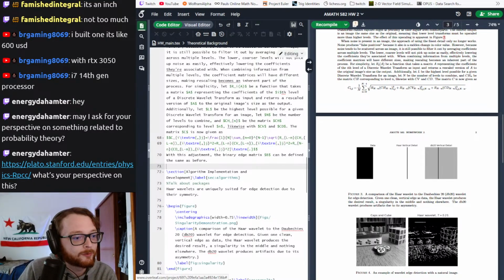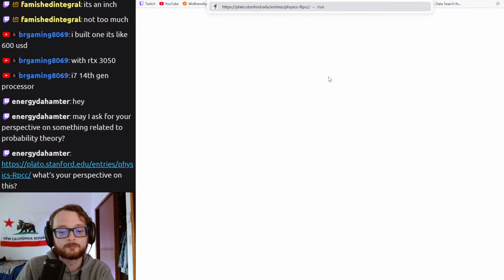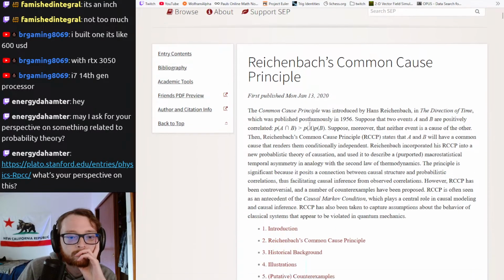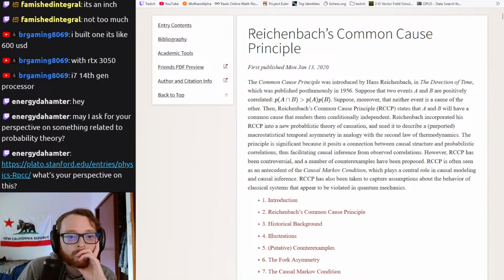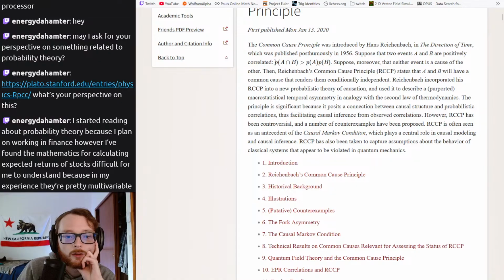Okay, let's see what you linked. Reichenbach's common cause principle. Suppose two events A and B are positively correlated. Probability of A intersection B is greater. Okay, yeah, I can see how that means a positive correlation.